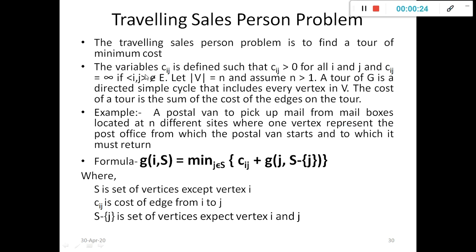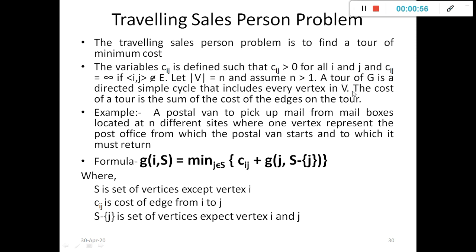The variable C of ij, the cost of the edge from vertex i to j in the given graph, is defined such that C of ij is greater than 0 for all i and j, and C of ij is equal to infinity if the edge does not belong to the set of edges E. Also, let V be the set of vertices, with n the number of vertices in the given graph, and assume n is greater than 1.